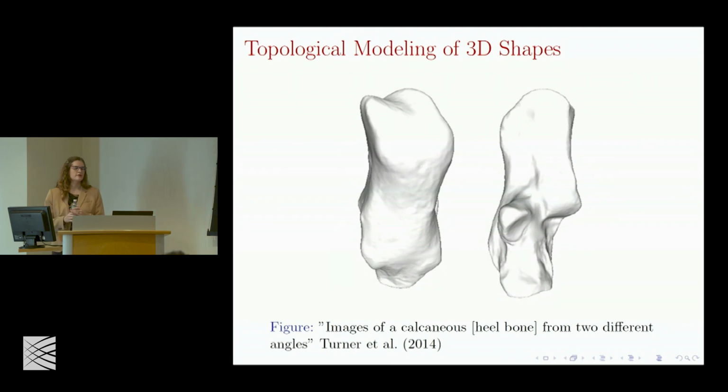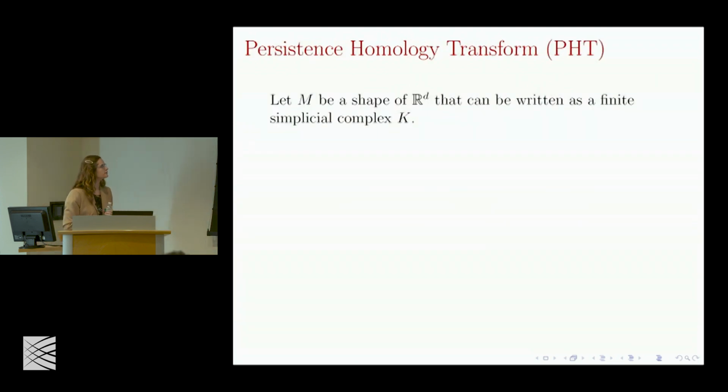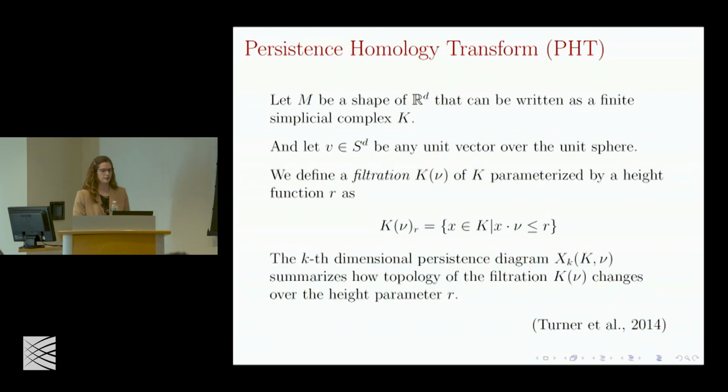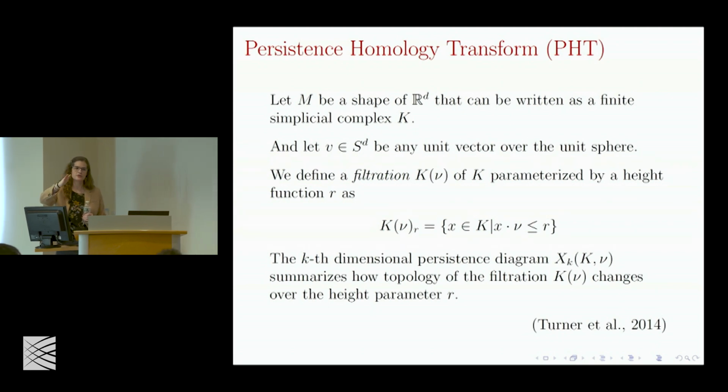So this is what I was talking about before with the coffee mug, where we want to actually capture both geometric and topological information. And so that's where the persistent homology transform comes in. So we're going to start with a shape in Euclidean space, as long as it can be written as a finite simplicial complex. It can be any shape we want. And then we start with a vector on the unit sphere. This vector is going to give us a direction to go in, and we're going to take a number of these unit vectors. And then we're going to run our filtration by almost scanning the image along that unit vector.